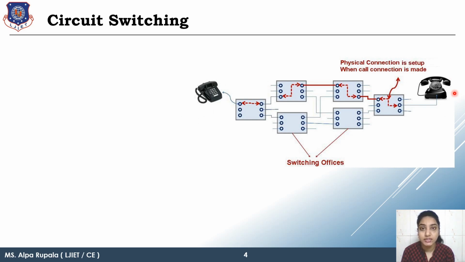in which circuit switching has three basic steps. First step is call connection, second step is data transfer, and third step is call disconnect. Likewise, in this diagram you can see the caller has one switch. That switch is connected to another switch. That switch is connected to another switch, and then another switch, and then to your receiver.